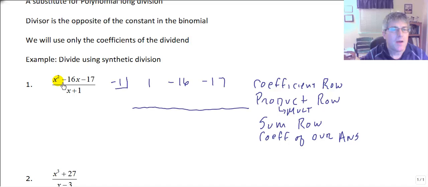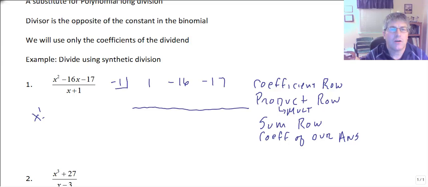One thing to keep in mind, now we're dividing x squared minus 16x minus 17 by the quantity x plus 1. So hopefully we know that x squared divided by x, our solution is going to have x to the first power. That's going to be the highest degree in our solution. So that's something to keep in mind, something to notice there. Okay. But getting back to the process of synthetic division, we've got our divisor and our coefficients here.